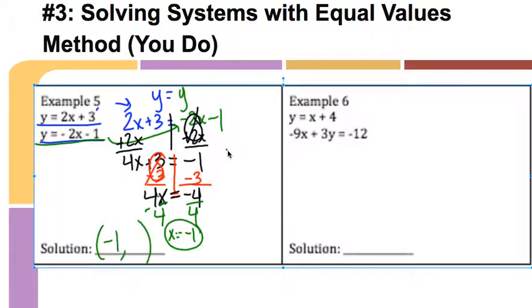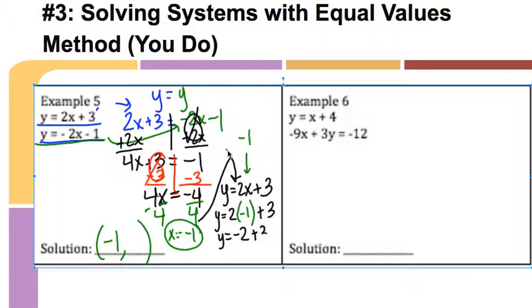Now I just need to figure out my y value. I can use either of these equations. I'm going to use y equals 2x plus 3. But instead of the x, I'm going to write negative 1. So y equals 2 times negative 1 plus 3. So that's y is equal to negative 2 plus 3. Y is equal to positive 1. And that is my final answer for this problem, negative 1 comma positive 1.